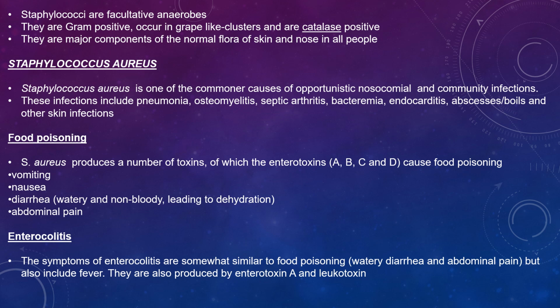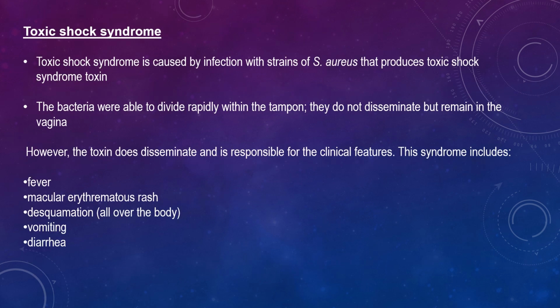So looking at enterocolitis, the symptoms are similar to food poisoning. So you get watery diarrhea and abdominal pain, but also fever. It is also produced by enterotoxin A and leukotoxin. The cause is the treatment of patients with broad-spectrum antibiotics that allow S. aureus, which infects almost everyone, to grow in the intestine in preference to the normal bacterial flora. The bacteria can be detected in fecal samples.